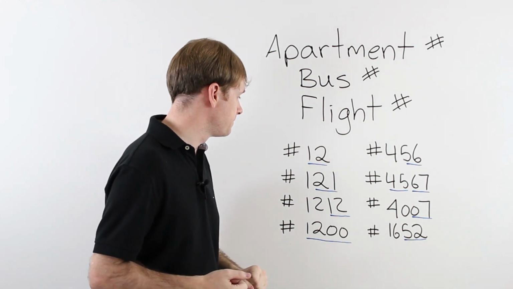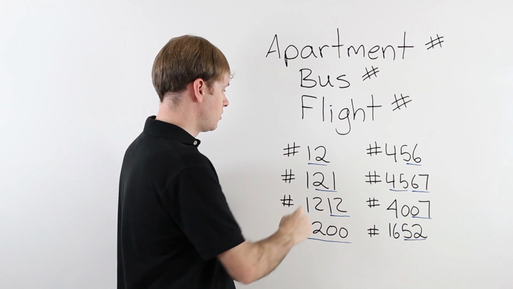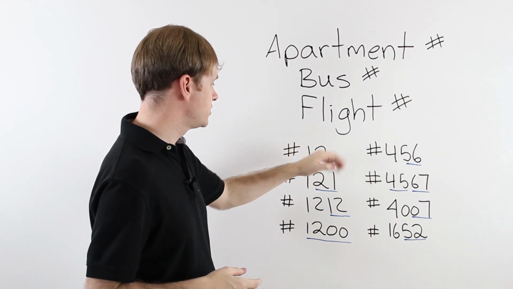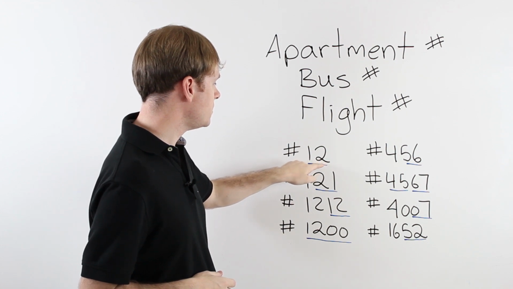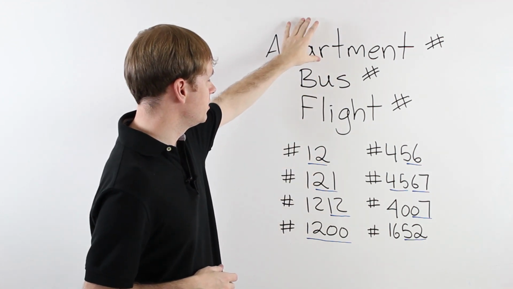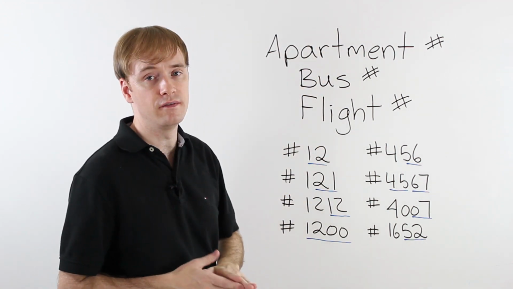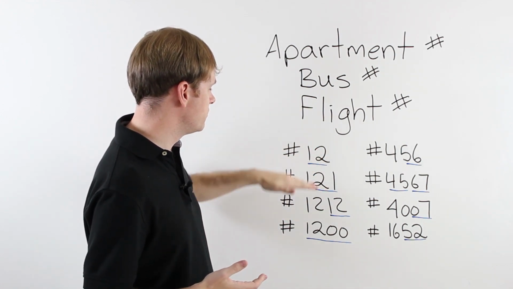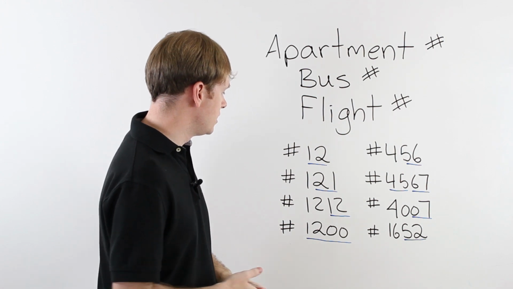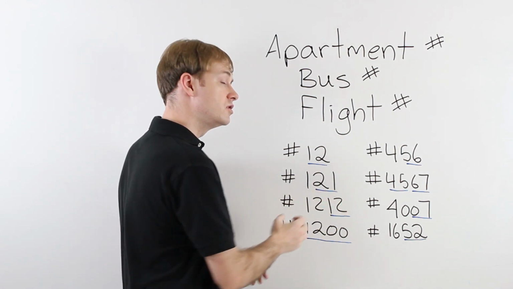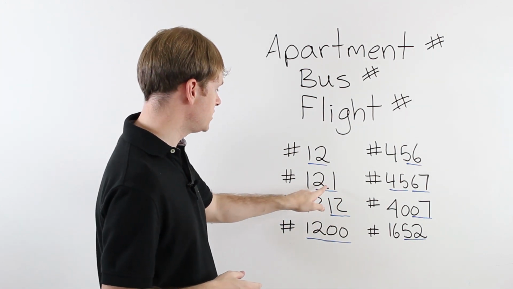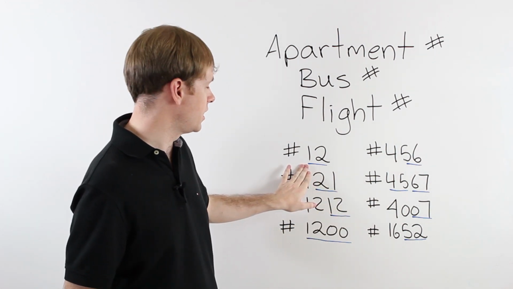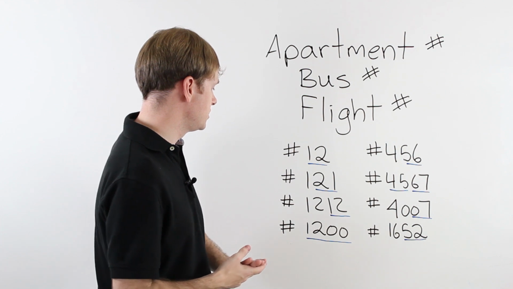Let's take a look. The first one, okay, it's just two numbers. We always want to look at the last two numbers. So we would say apartment number 12. That one is easy. Apartment number 12. Let's move on to the next one. All right, so we want to look at the last two numbers. The last two numbers is 21.